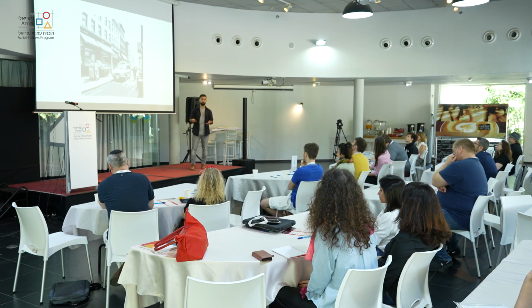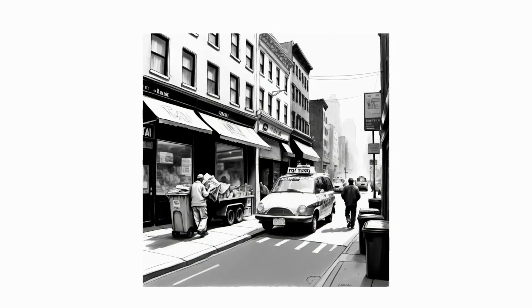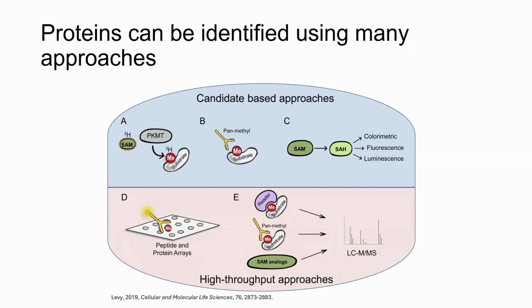So going back to the first layer of this, we need to first understand who SETD6 is meeting in the city and passing notes to. Now, in the cell, there are about 20,000 genes which are coding for proteins, and the possible number of proteins in the cell are estimated to be between 80,000 to 400,000. So this presents a challenge. Fortunately, there are many ways we can take to identify which proteins are being methylated by SETD6.